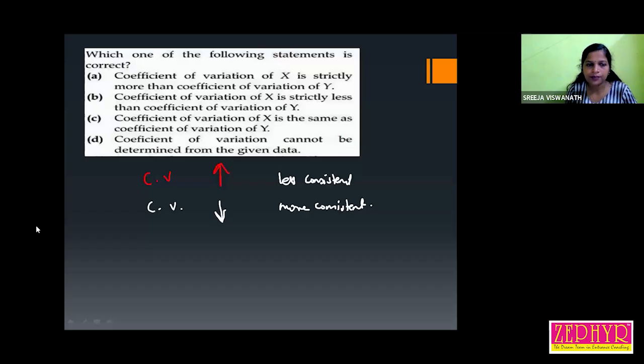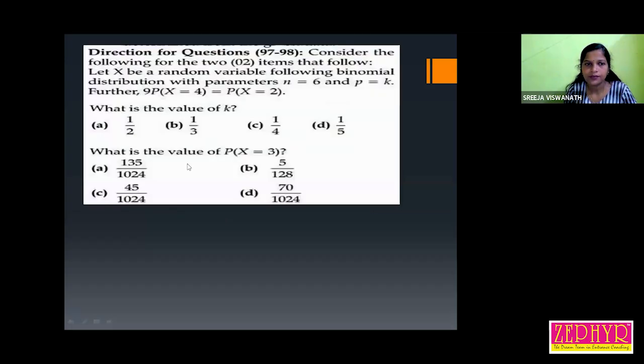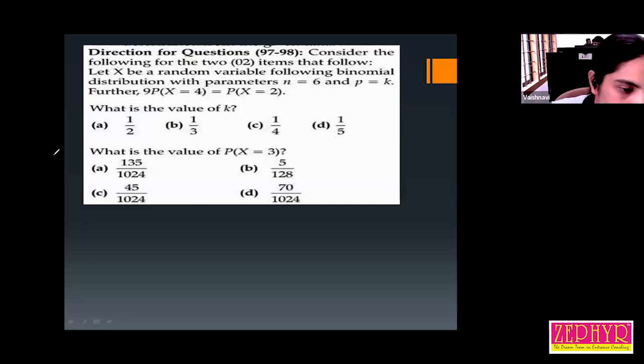Now the next question. Consider the following. X is a random variable following binomial distribution. We already discussed what a binomial distribution is, with parameters n equal to 6, p equal to k. If the number of trials is large, we use the binomial distribution, and there are parameters n, p and q. P indicates success and q is the failure.